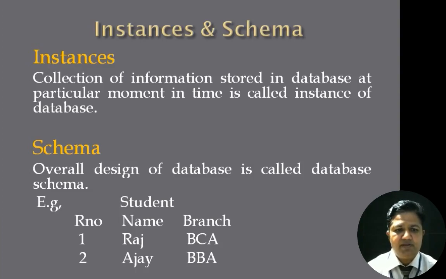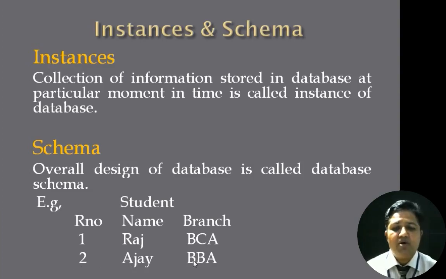And schema is the overall design or architecture of a database. So let us understand instances and schema with the help of an example. Suppose we have a table or database of students having attributes roll number, name, and branch. And there are two rows in the student database. Number one is for student Raj having roll number 1 and his branch is BCA. Another student is, say, Ajay, whose roll number is 2 and his branch is BBA.